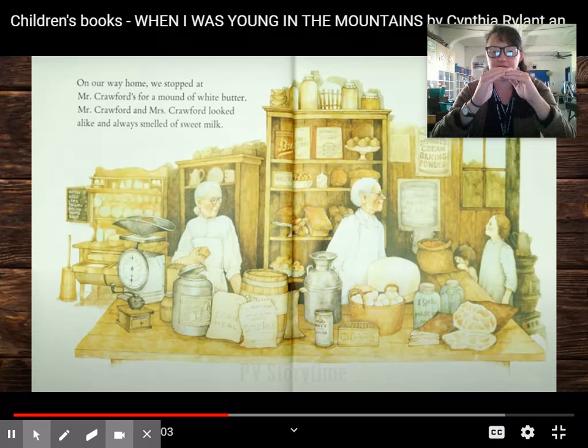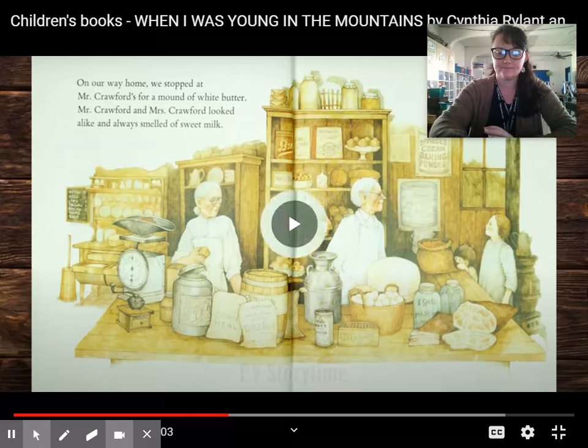So it said a mound was like a little mound of white butter, so like a little pile of it on the plate.